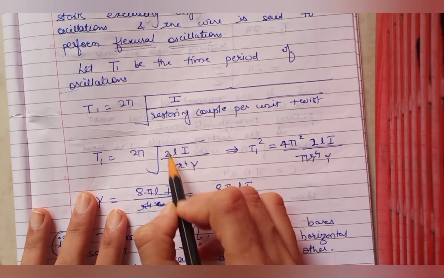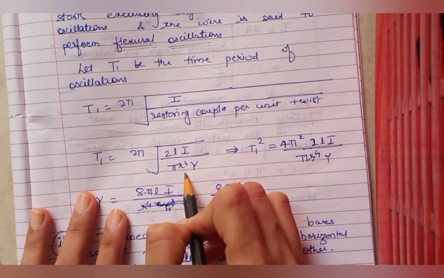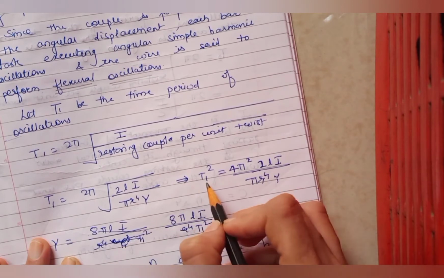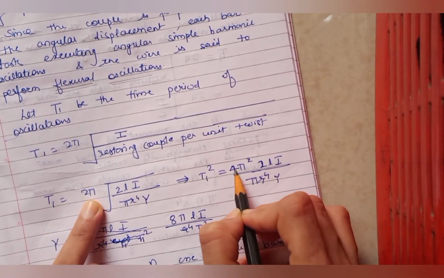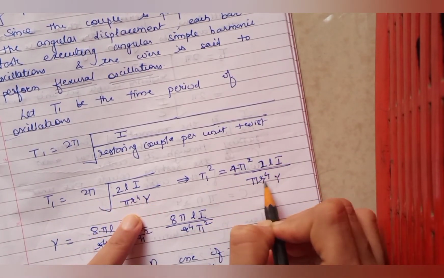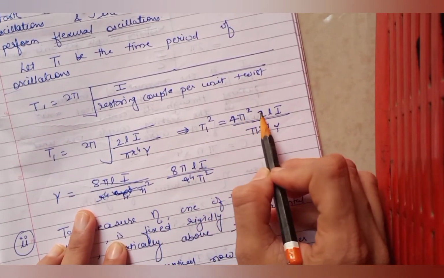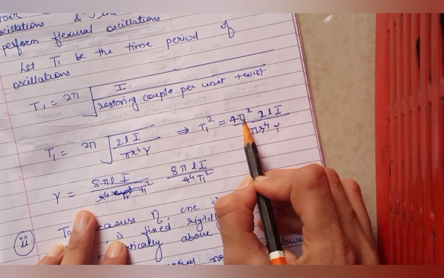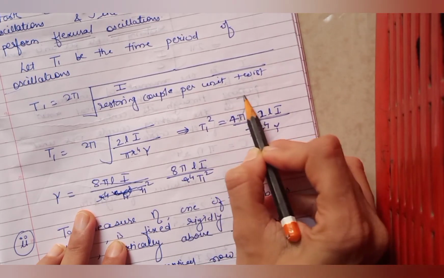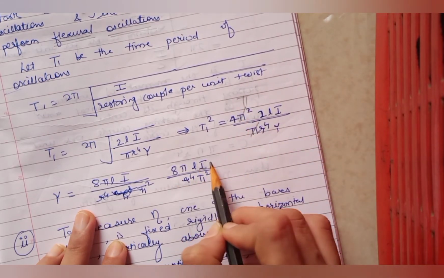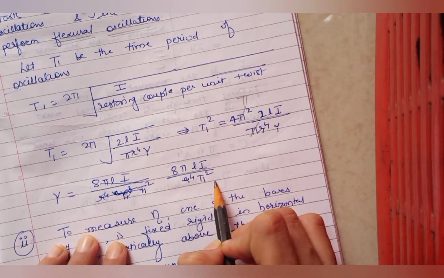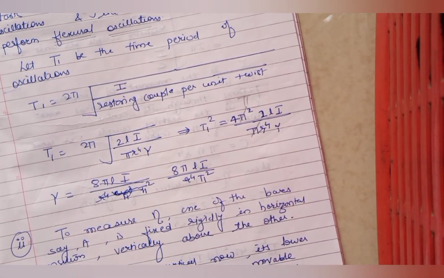upon 2L into Y. मैंने सिर्फ restoring couple per unit twist की value substitute की, and then taking square of both sides, so I will get T1 square equals 4 pi square I upon pi R raised to 4 Y by 2L. Square root गायब हो गया, and then Y is equal to 4 into 2 is 8 pi, एक पाई कैंसिल हो गया, हाँ. So here I will get just pi. So Y equals 8 pi L I upon R raised to 4 into T1 square. So this is how we calculate the Young's modulus.